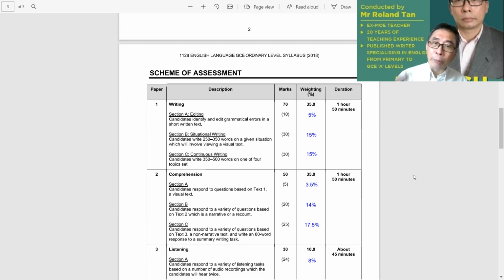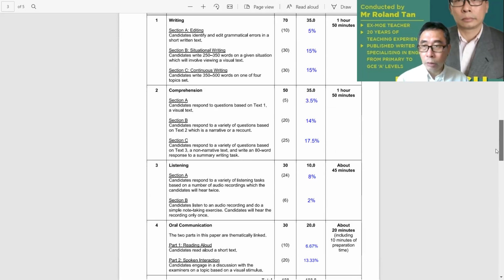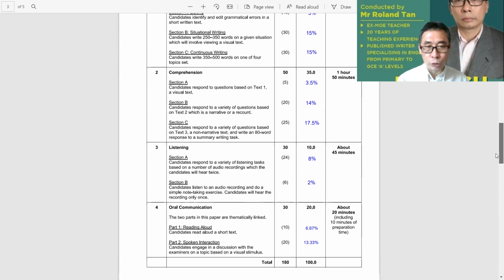Your paper 2 comprehension is made up of 3 text types. So you have text type 1 making up 3.5%, text type 2 making up 14%, and the last text type 3 making up 17.5%. So all in, this is also accounting for 35% of the total weightage.